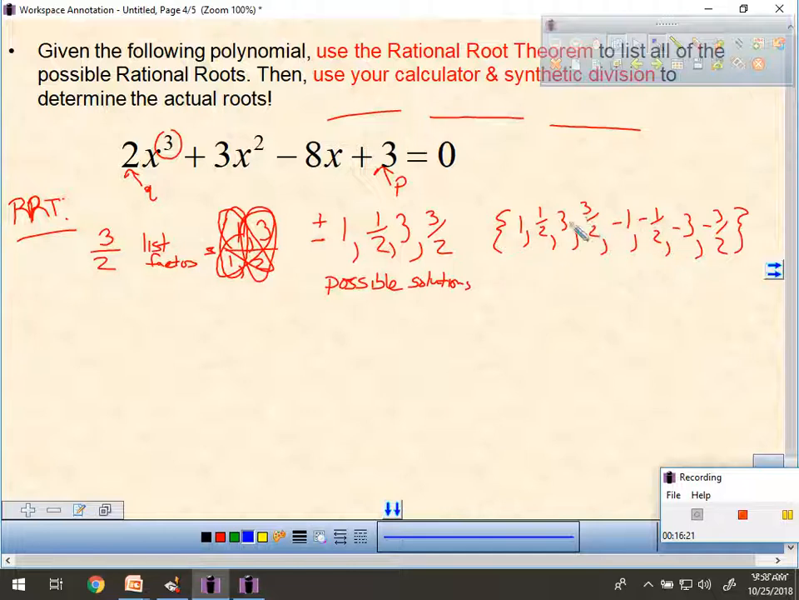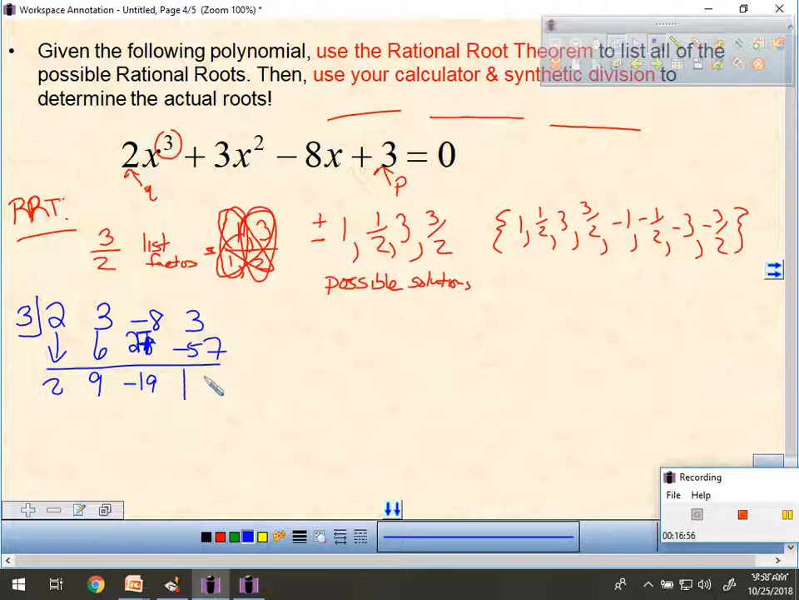3. Okay, I'm going to try positive 3. All right, we'll try out 3. So let's test it out. So 2, 3, -8, 3. All right, so bring down the 2. 2 times 3 is 6. 6 plus 3 is 9. 9 times 3 is 27, right? And then -8 plus 27 is 19. And there's no way this is going to work, because it's going to end up with a large remainder. So that's not going to work. All right, so 3 didn't work, that's okay, that's fine.